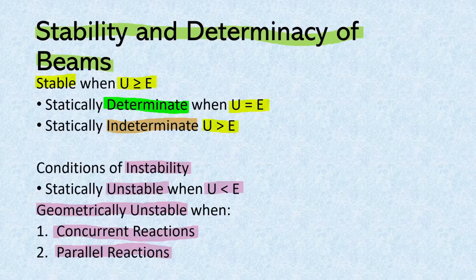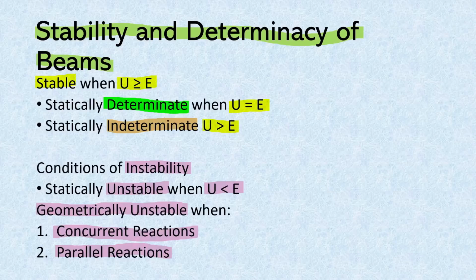Now, it will be determinate if the number of unknown reactions will equal the total number of equations. And then, it will be statically indeterminate if the number of unknown reactions exceeds the number of equations that we can use. Because merong isang reaction dyan na hindi natin masusolve. And so, that's why tinatawag yang indeterminate.